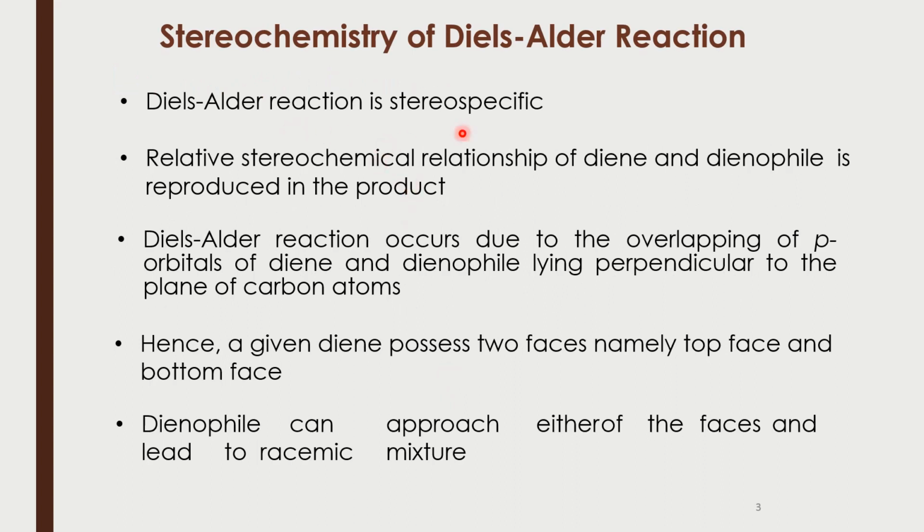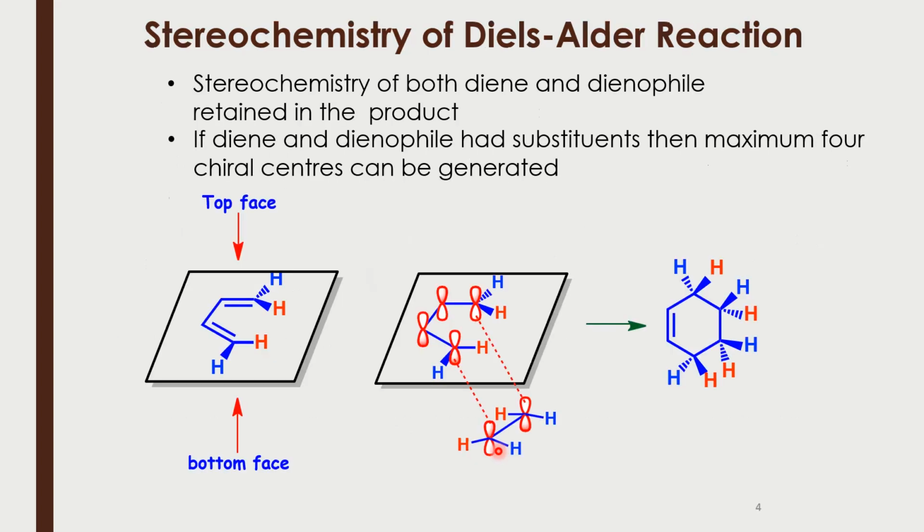The Diels-Alder reaction is highly stereospecific, and the relative stereochemical relationship of the diene and the dienophile is retained in the product. And we all know that the reaction occurs due to the overlapping of p orbitals of the diene and the dienophile, which lie perpendicular to the plane of the carbon atoms. A given diene possesses two faces, namely the top face and bottom face. The dienophile can approach either of the faces, and hence you end up with a racemic mixture.